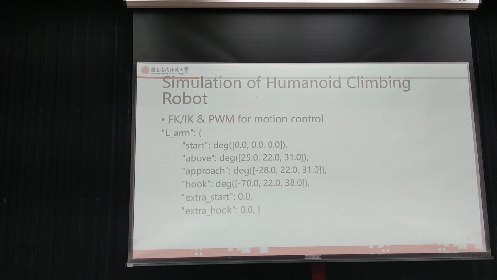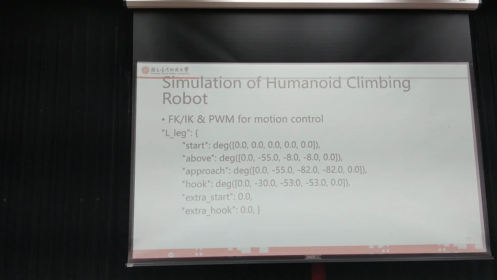This slide shows predefined arm motion stages. The start pose is, there are three figures. This is the shoulder, this is the elbow, and this is the wrist. So this is the angle. So the start pose is each figure is 0. Then the robot will press its arm up, then approach the pose, and then hook catch. Hook means catch the hook.